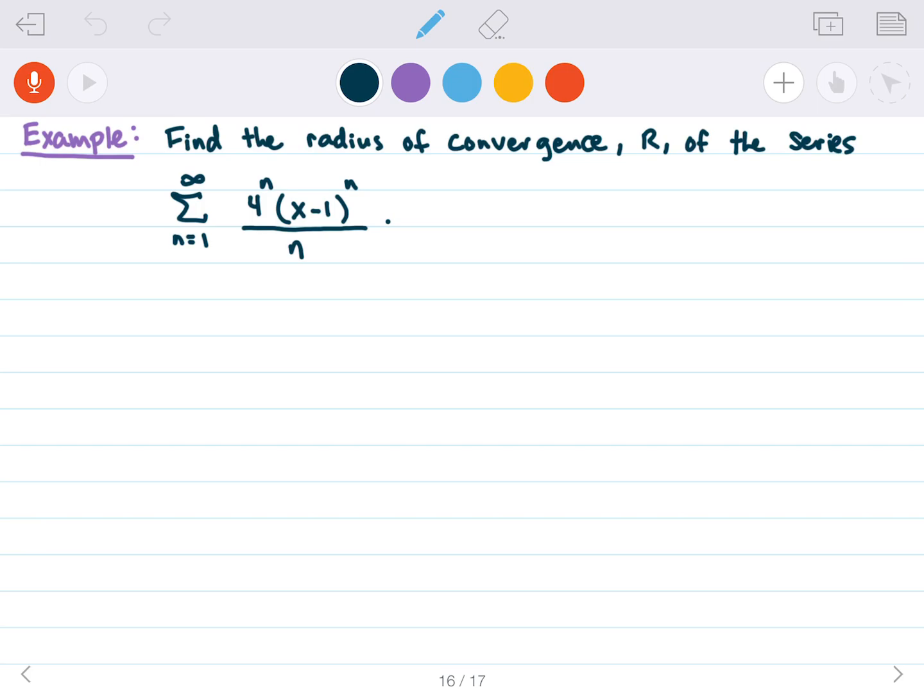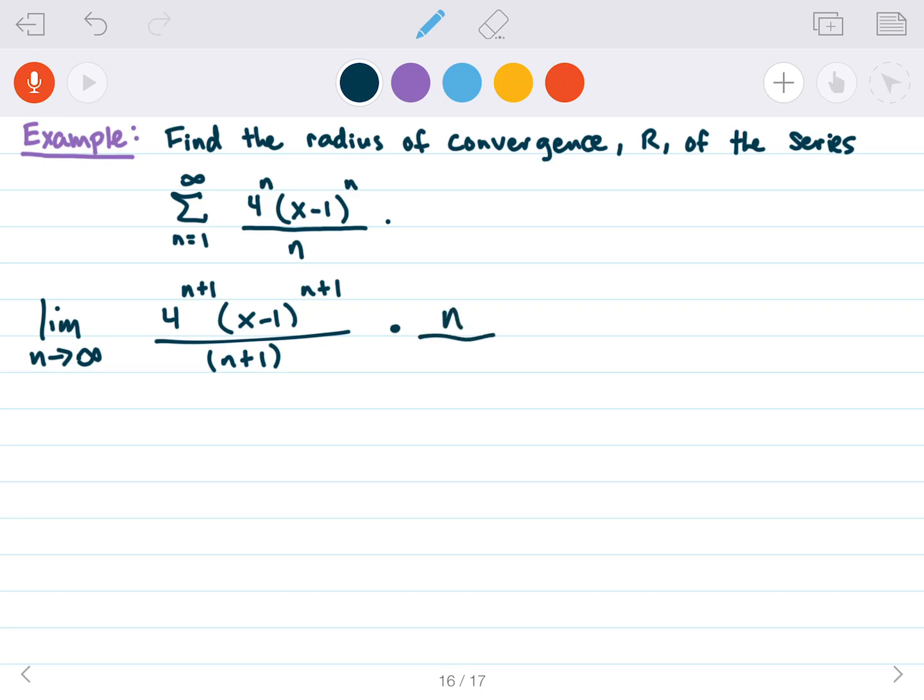So I'm going to take the limit as n goes to infinity, using the ratio test. Plugging in n plus 1 into my formula first, I get 4 to the n plus 1 times x minus 1 to the n plus 1, all divided by n plus 1. And then I'm skipping a step here, but remember you're supposed to divide by the formula you were originally given, but I'm just going to go straight into multiplying by the reciprocal, because at this point in the video, I'm getting a little bit lazy. So we have that, and we're in absolute value bars.